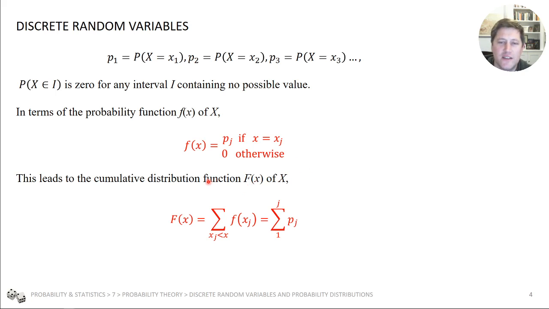And this is related to the cumulative distribution function that we looked at on the last slide. The cumulative distribution function is equal to the sum of the probability functions up to our limit x. So for all xj less than or equal to x, you sum up the probabilities of each of those occurrences, and that's the same as saying that you're summing the probabilities pj from 1 to j, where j is taking us up to the value x that we're looking for.